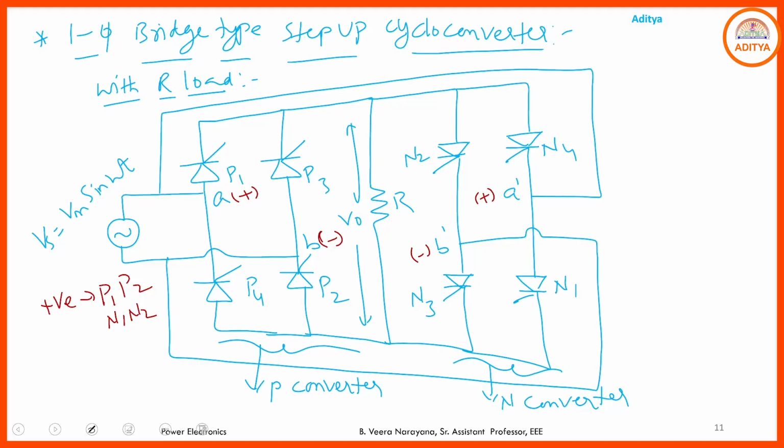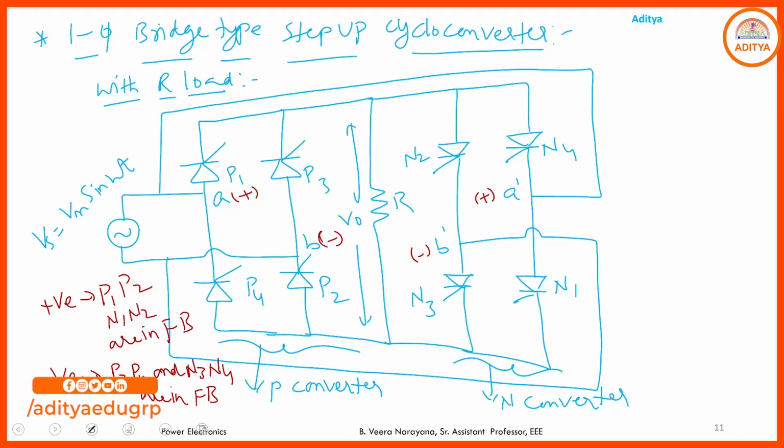So during the positive half cycle of the supply, P1, P2 and N1, N2 are in forward bias. Similarly, during the negative half cycle of the supply, P3, P4 and N3, N4 are in forward bias. So during the positive half cycle, if you want to collect the positive output voltage, you need to provide the gate pulse to P1, P2. And if you want to collect the negative output voltage, you need to provide the gate pulse to N1, N2.